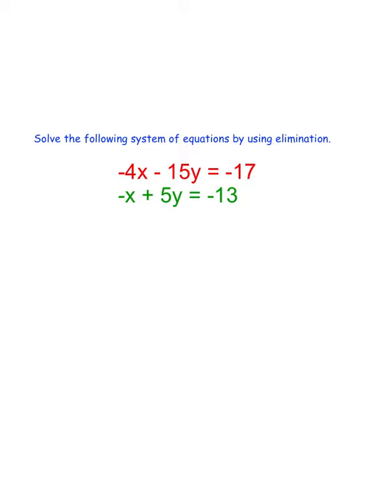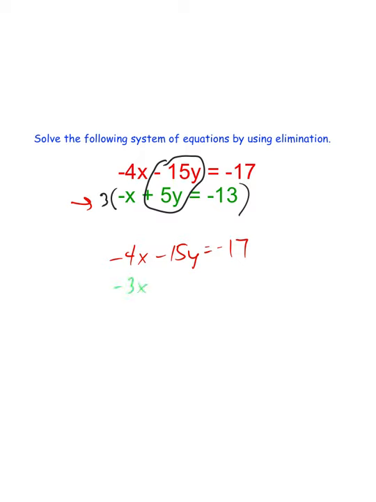Let's see here. We can do these last two. So on this one, if you look at the y's, if you just triple that bottom y, then those two will offset. So what we're going to do here is put a 3 out in front of the bottom equation, and we are going to rewrite this as -4x minus 15y equals -17. And now we're going to triple that second equation.